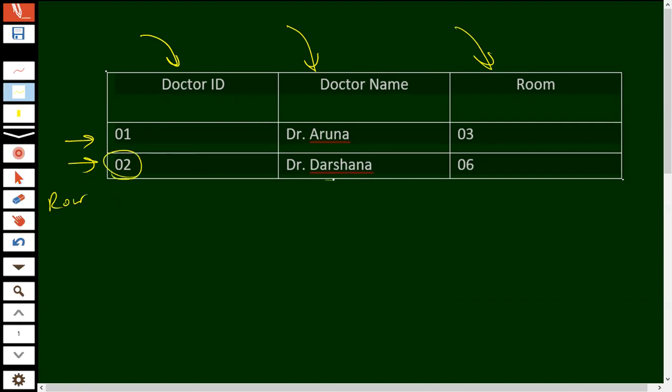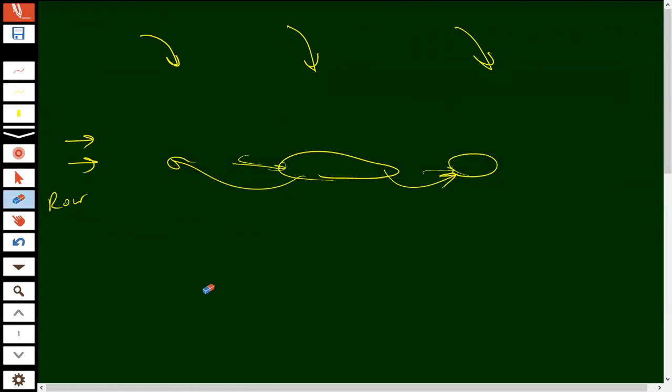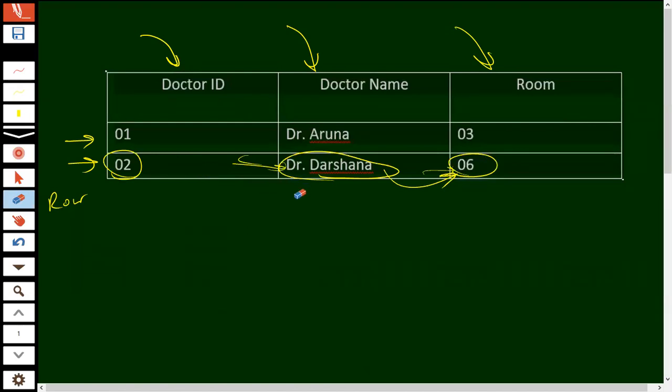Data in the same row is related. This is Dr. Darshana's ID. This is Dr. Darshana's room. Those are related together. So that is why we keep all the data in the same row, right? We have to mention Dr. ID as primary key because Dr. Arjuna's number is number 1. So using this number 1, we can identify Dr. Arjuna separately or uniquely from other doctors.